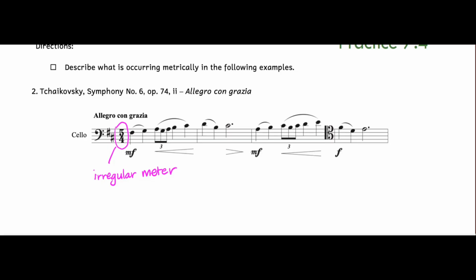But if I count it out, 1, 2, 3, 4, 5, 1, 2, 3, 4, 5, 1, 2, 3, 4, 5, right? You can hear how it's kind of limping or lopsided. Now there are some triplets here, but the question is just asking for things that occur metrically. So let's go ahead and listen to this lopsided waltz by Tchaikovsky.